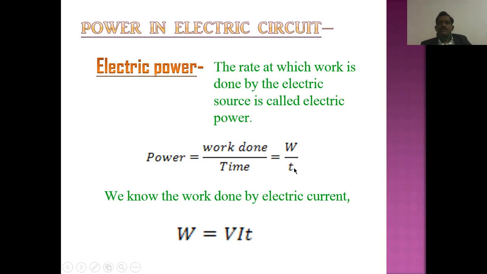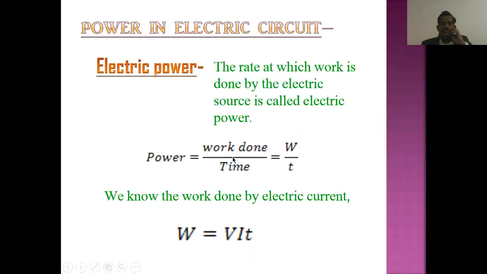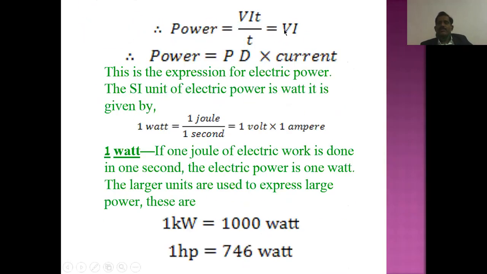So this small t is taken at the left hand side. So W is equal to VIt, we know the equation W is equal to VIt. But power is equal to W upon t. So VIt upon t means power is equal to V into I. So we write that power is equal to VI. V means potential difference and I current. So power is equal to potential difference into current.